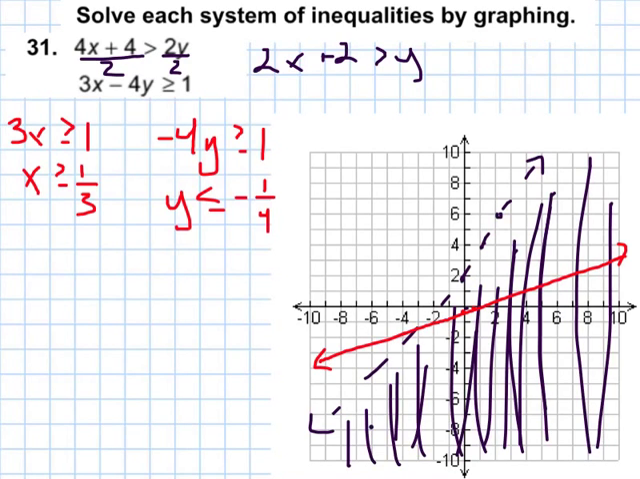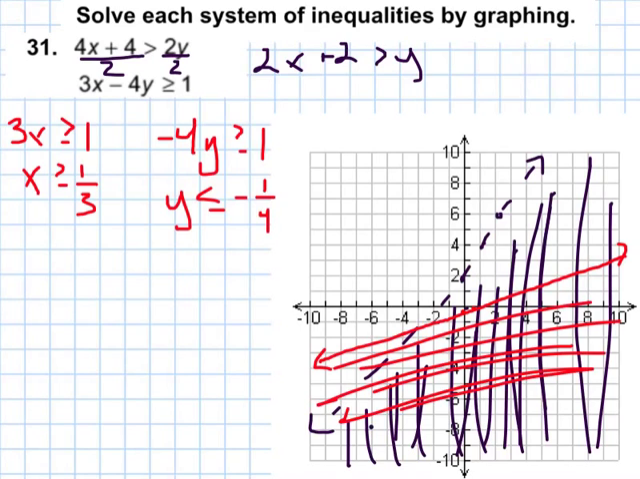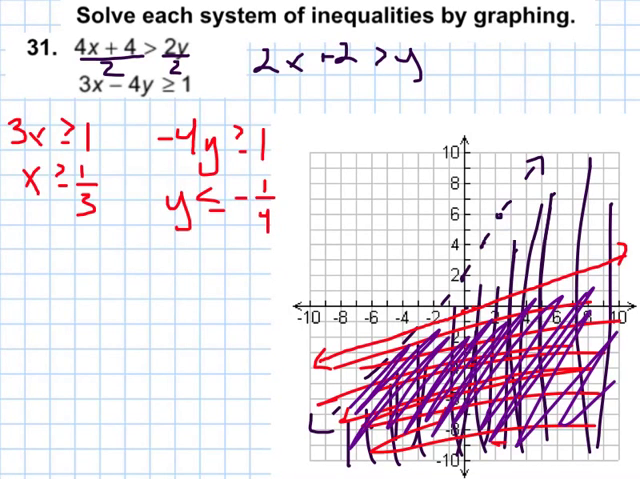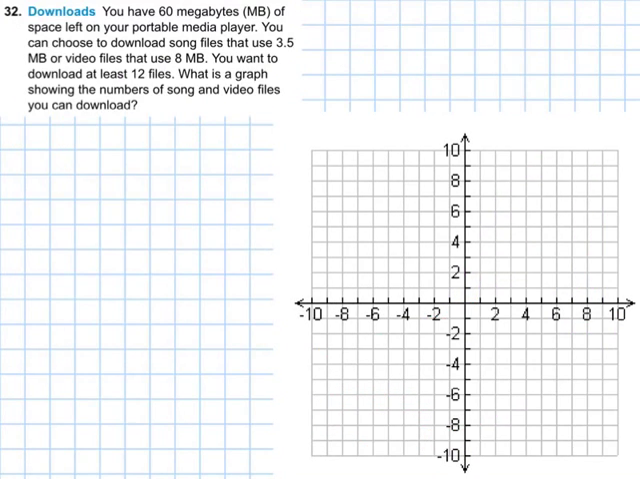Try 0, 0, see if it works. Is 0 minus 0 greater than 1? Is 0 greater than 1? No, it's not, so we'll shade underneath. And your final answer is where they both intersect here at the purple.